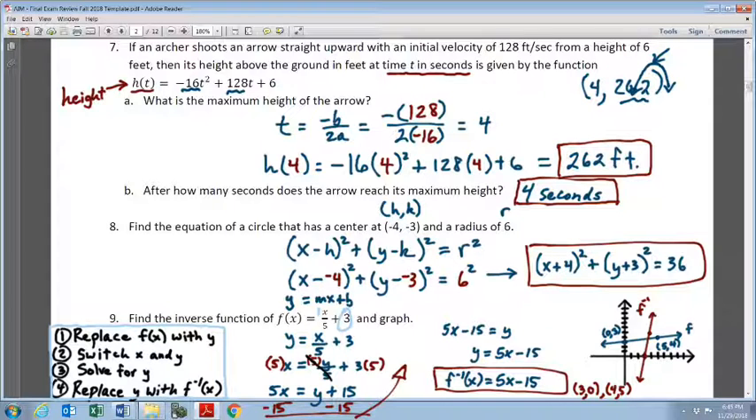And one way to make sure that you've done it right is to draw y equals x. And you should have symmetry through that line, which we do. All right, let's move on to number 10.